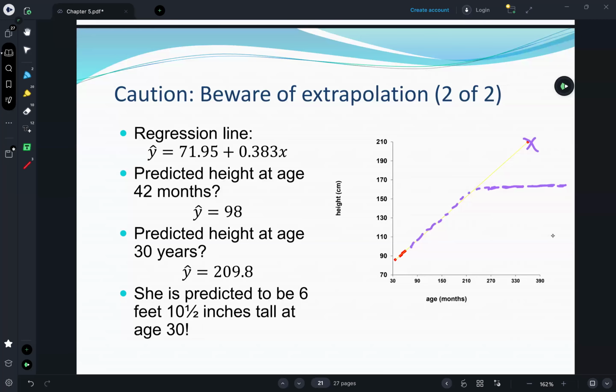So they're showing here y hat equals 71.95 plus, so that means a positive slope there, 0.383. We plug in 42 and we get 98. And predicted height at age 30 years would be 209.8, and that means she would be predicted to be 6 feet 10.5 inches tall at age 30. So it's a way to illustrate the extrapolation and why we should not do that.